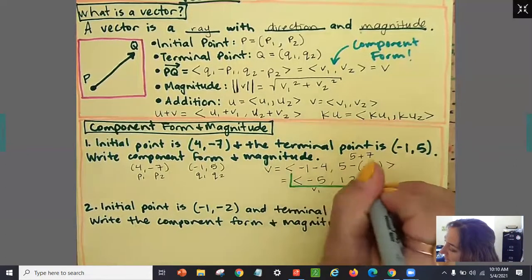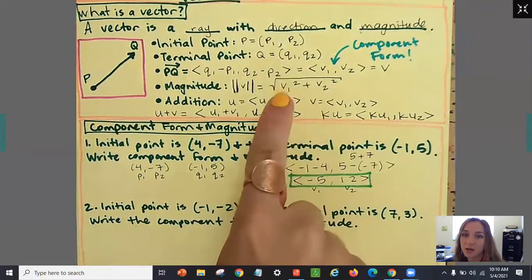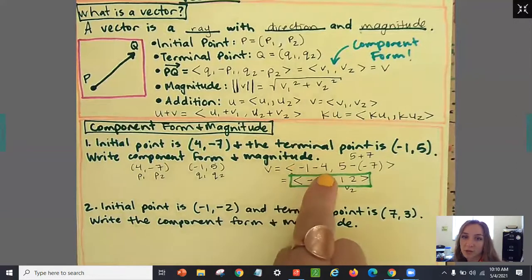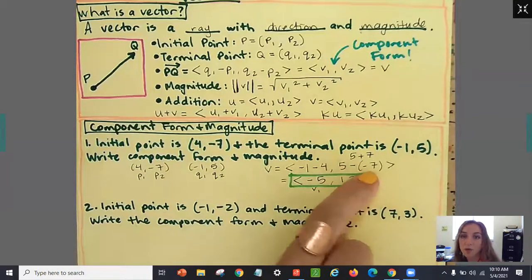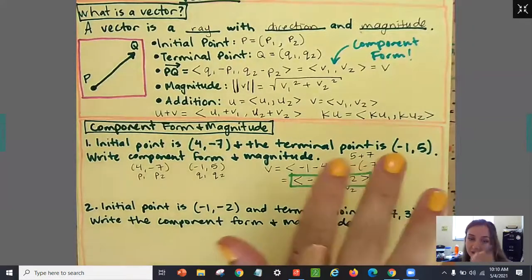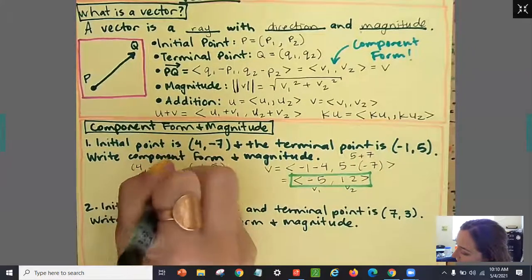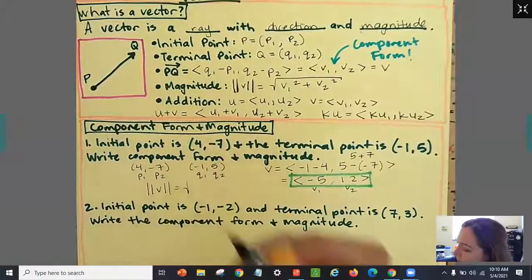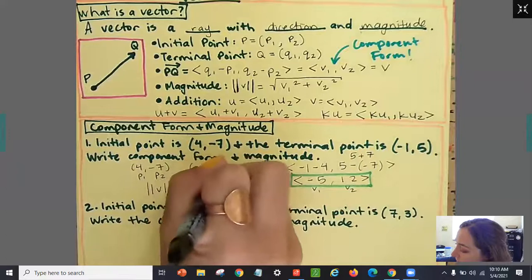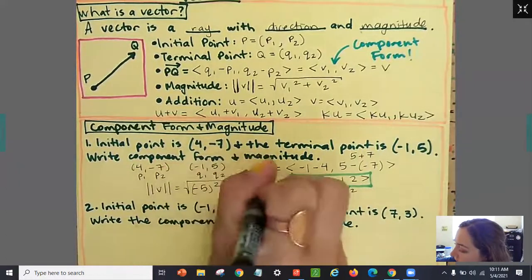And we now need to find the magnitude of our vector. So remember, the magnitude is sort of like a distance formula. You can either do Q1 minus P1 squared plus Q2 minus P2 squared, or you can just say V1 squared plus V2 squared and the square root of that. So let's just take this route here. So we're going to find the magnitude of V. So that's going to be the square root of V1 squared plus V2 squared, which is -5 squared plus 12 squared, and all of that under the square root.